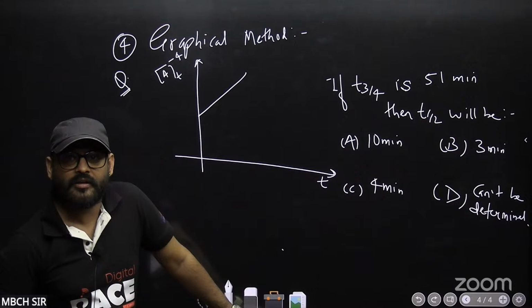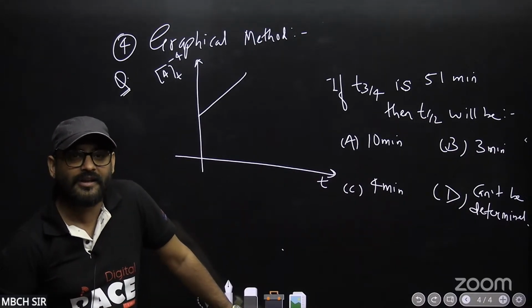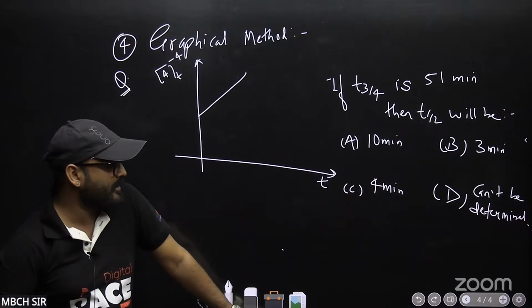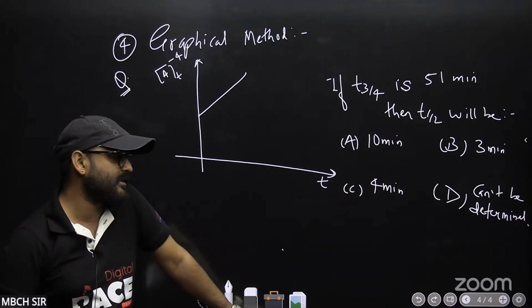C or D? How can it be both C and D? If C is there, then D cannot be. If D is there, then C cannot be.